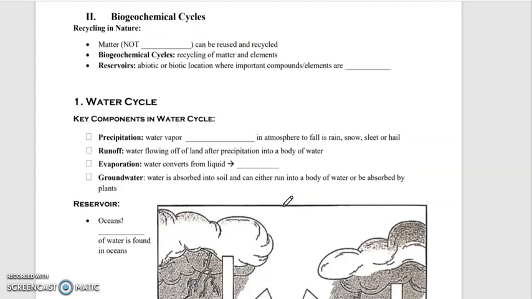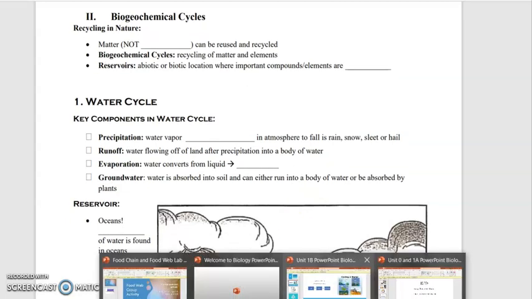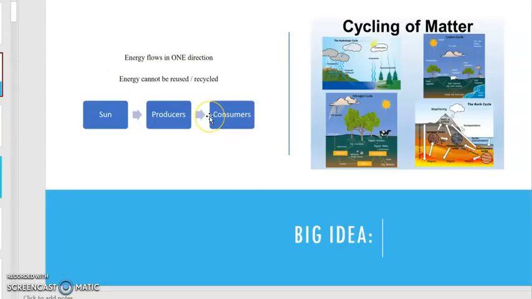And so just to jog our memories, if we go to this picture, we ended talking about how energy does not have a cycle, right? It is a one-way track. We can say it moves in one direction. It goes from the sun to producers to consumers, and that is it.